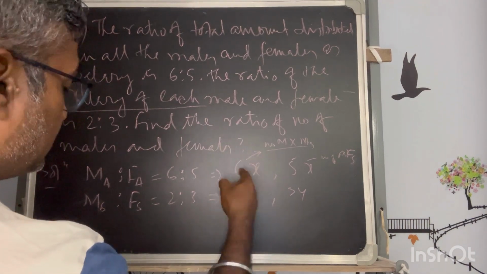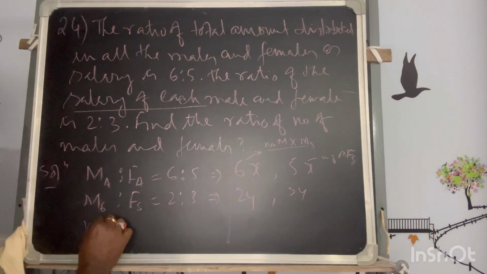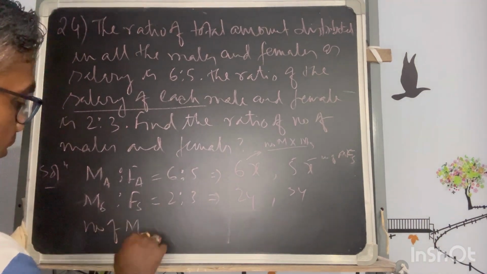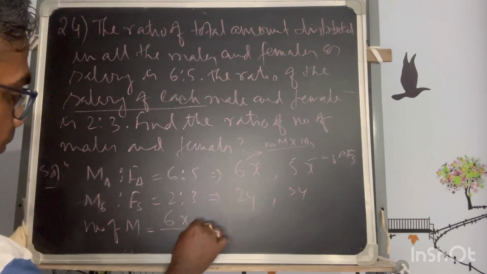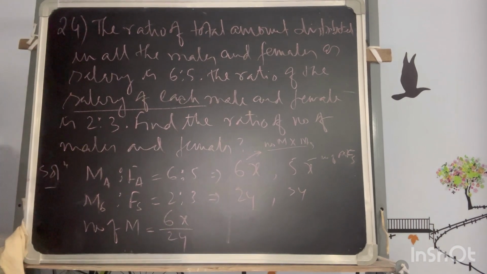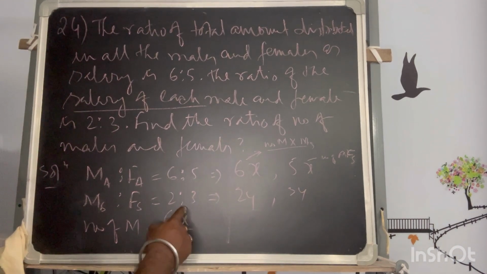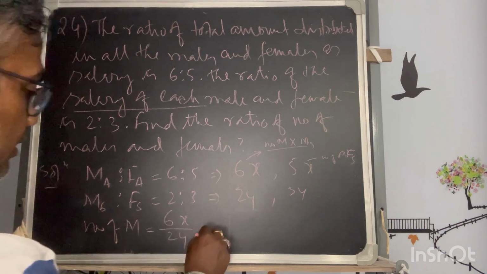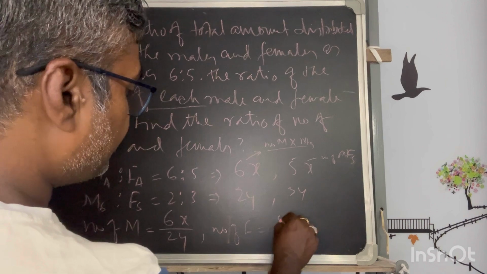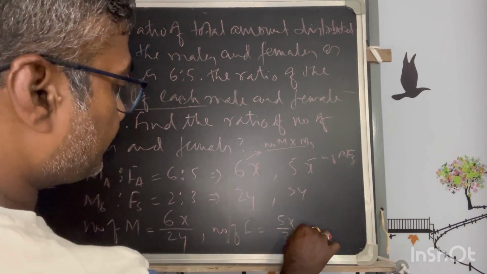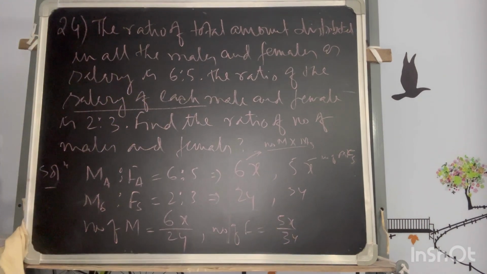Okay, so now what is the amount? If I want to calculate the number of male, it is the total amount drawn by all males divided by the amount received by each male. If I divide this, I will get the number of male, and the number of female will be 5x by 3y. That has to be the result.